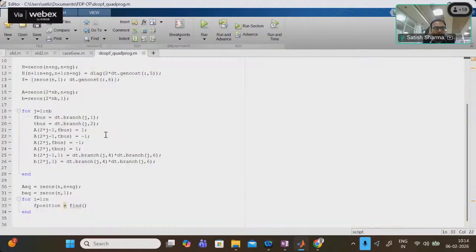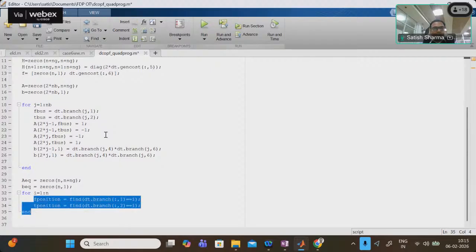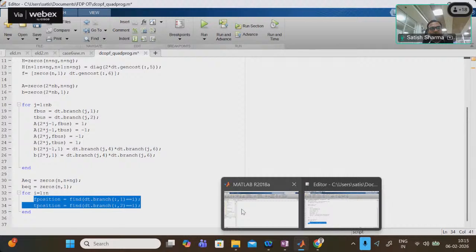If I try to find 1 in the first column, it is dt.branch, all rows comma 1, equals to i, whatever is my node. So this will give me the positions if the ith node is at the from position. If the ith node is at the to position, I will use the same condition and look at the second column. I'm not certain what the outcome will be, so I will first check whether it is giving me what I want.